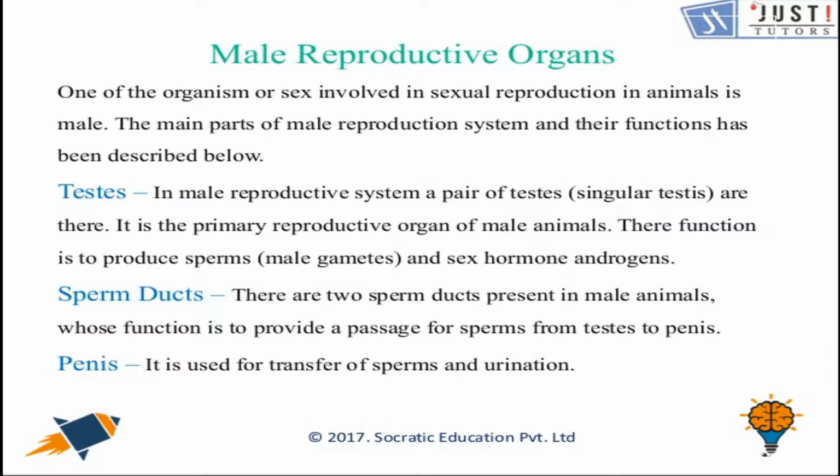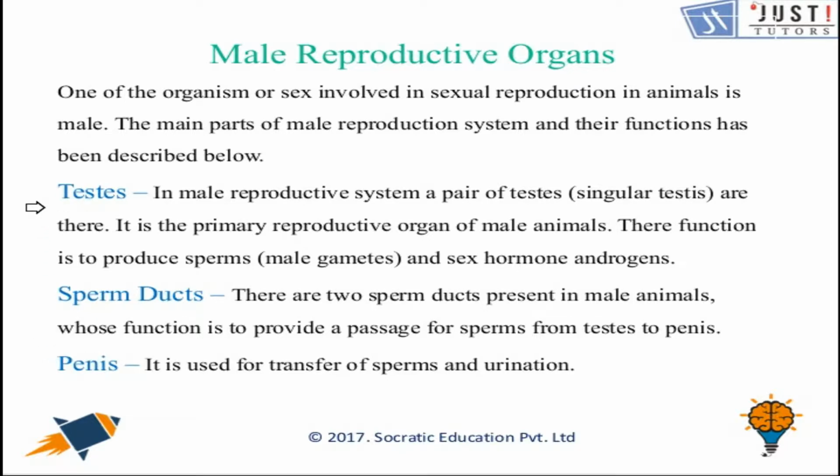Proceeding further, the first topic we have is the male reproductive organs. One of the sexes involved in sexual reproduction in animals is male. The main parts of the male reproductive system and their functions have been described below. As we have discussed, in the reproduction system, the first organism that takes part is the male, and the organs in the male reproductive system are given below.